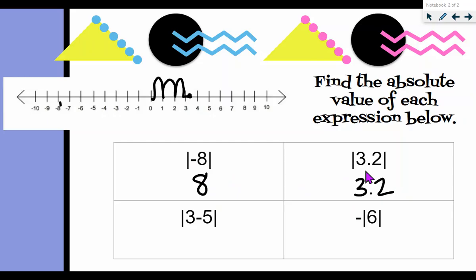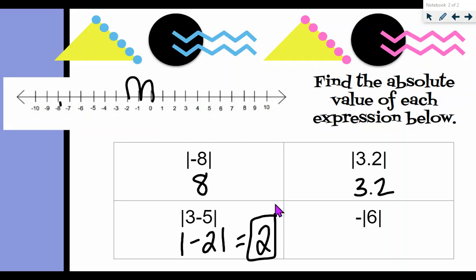The next two are a little bit different. When we have an operation inside of our absolute value, we have to do that first before we can find the absolute value. And you guys can use your calculators to help you with this. So double check, even if you think you know. But 3 minus 5 gives us -2. Well, the absolute value of -2, again, is 2 steps away from zero. So that would be +2.